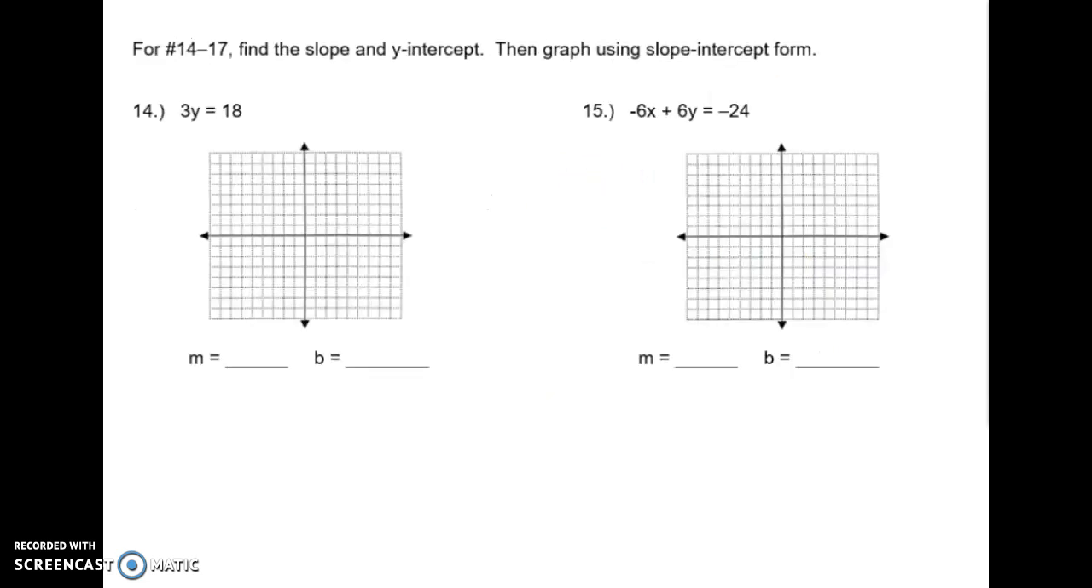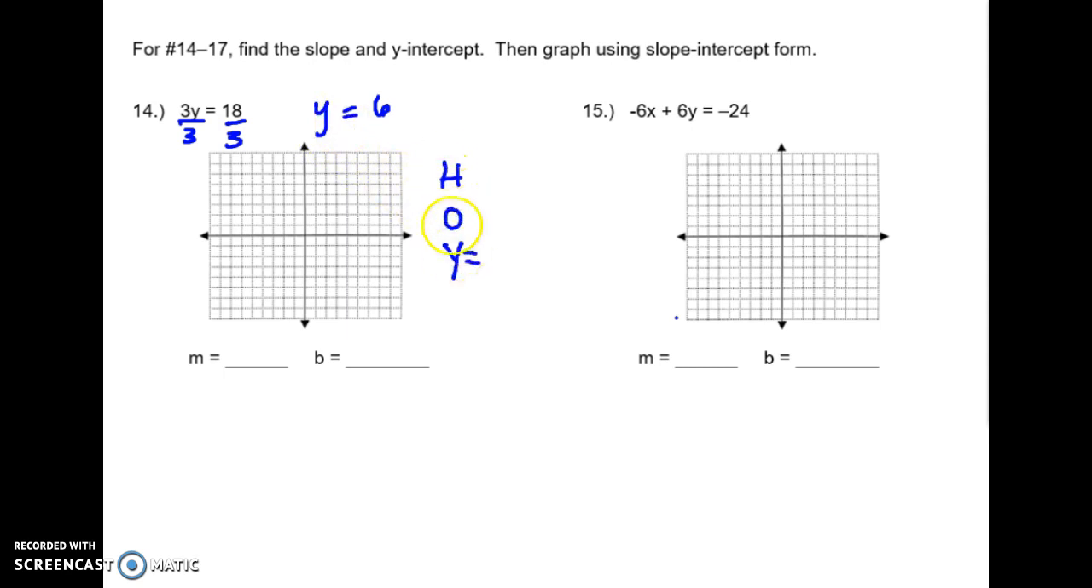Okay. All right, so number 14, find the slope and the y-intercept. Well, we want to divide both sides by 3, and we get y is equal to 6. This is a special case because we don't have an x variable, so we're going to think of y equals. That means it's going to be a horizontal line.